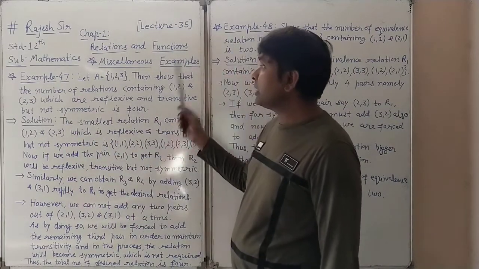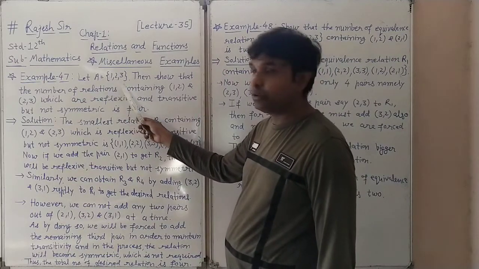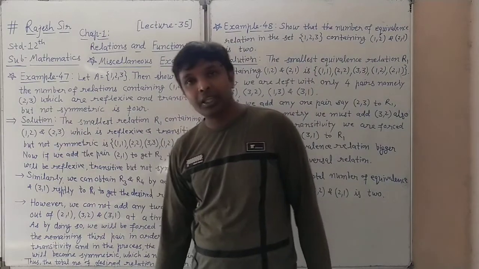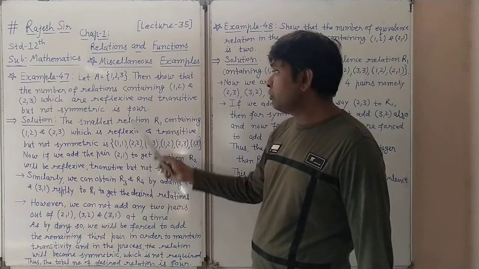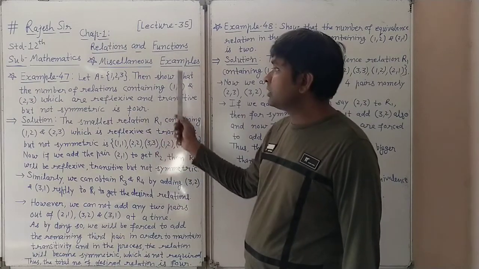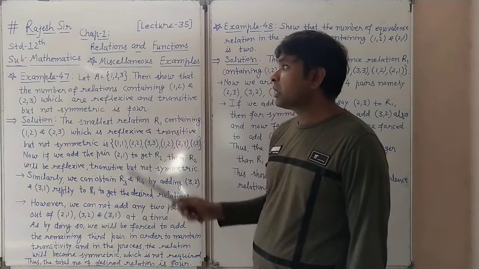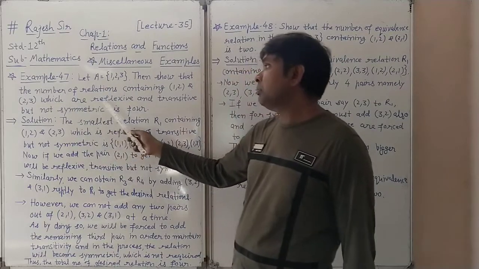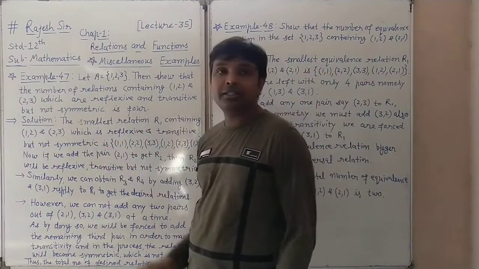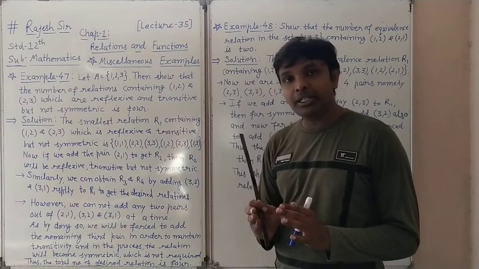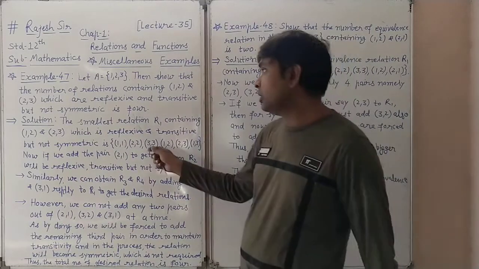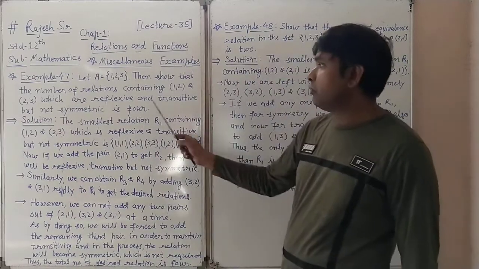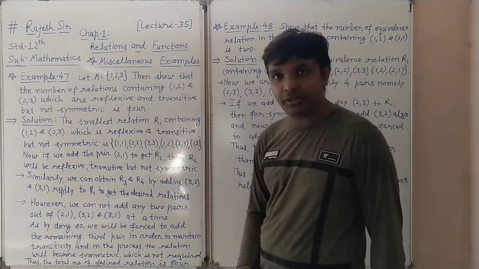So how many relations can we form on this set {1, 2, 3}, with one more condition that it should contain (1, 2) and (2, 3) also? So how many relations will we have? Only 4 relations can we make under these conditions from set A. The relations containing (1, 2) and (2, 3) that are reflexive, transitive but not symmetric, only 4. That we have to show here.